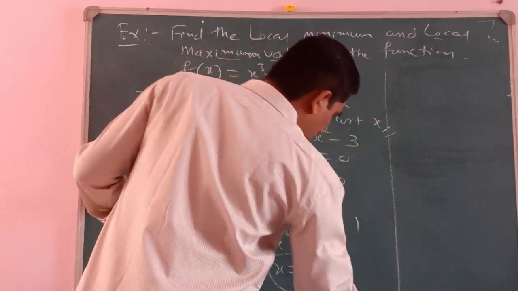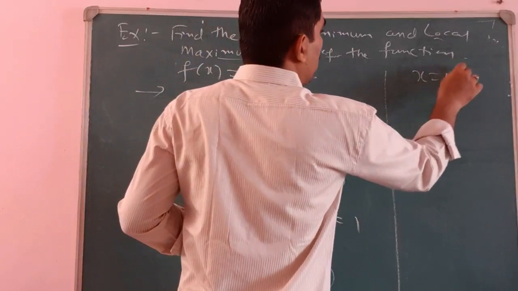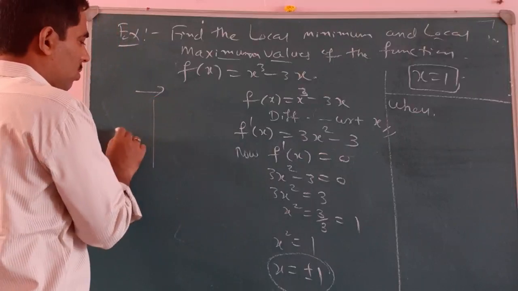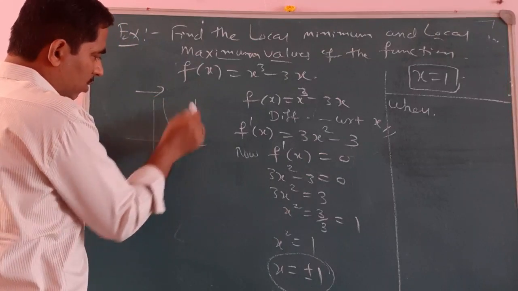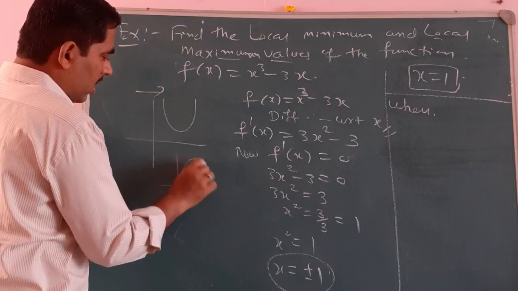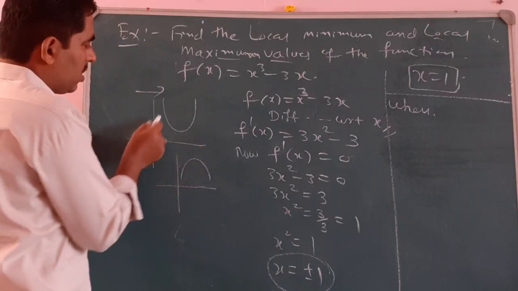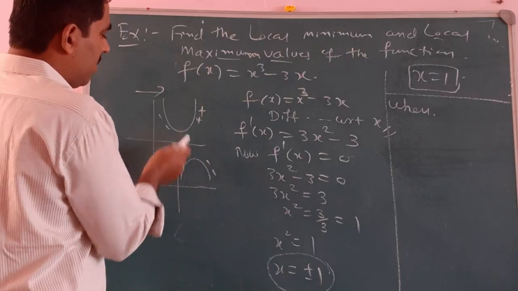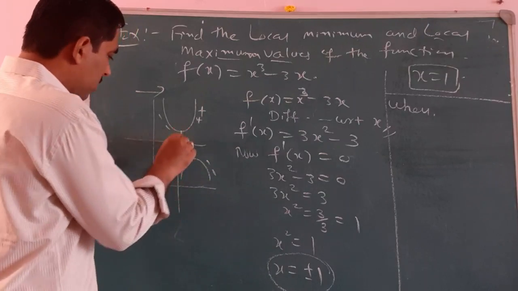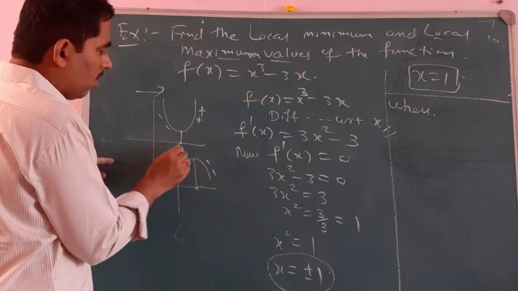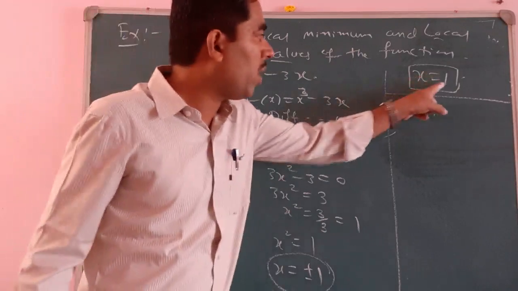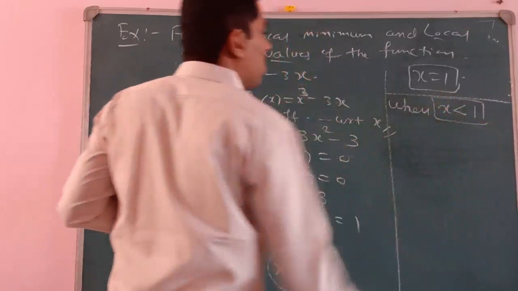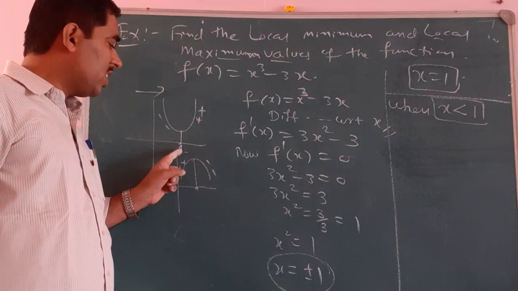First observe this. Let us consider the first point, x is equal to 1. What we have discussed here: there are two cases, negative to positive or positive to negative, which give local minima or local maxima. Now I am considering x is equal to 1. When x is slightly less than 1, as I told in the beginning, we have to consider a point slightly less than 1.